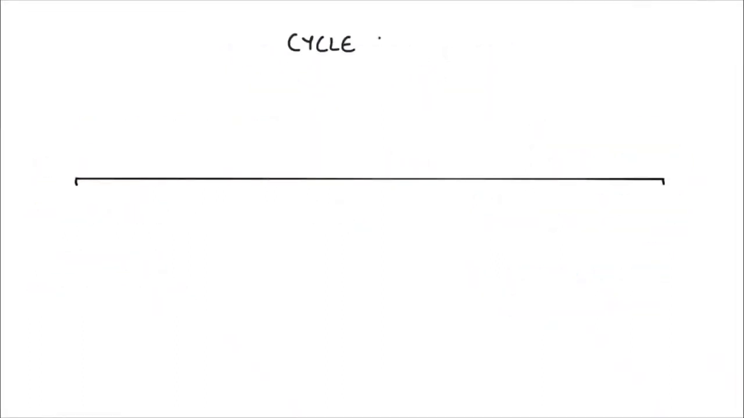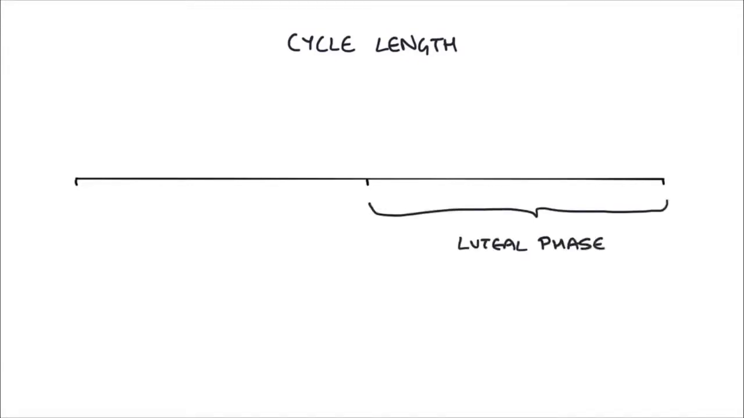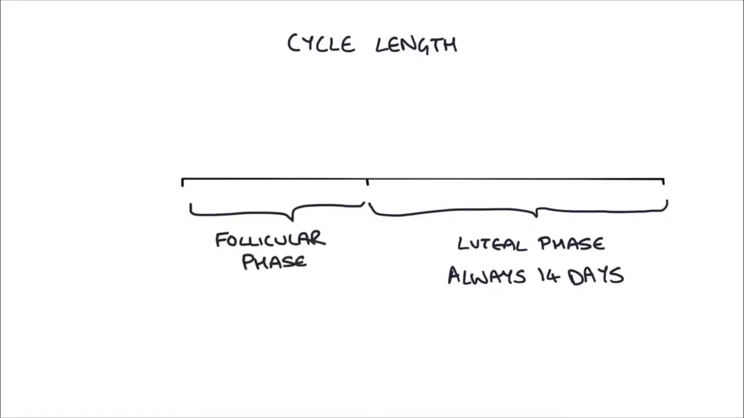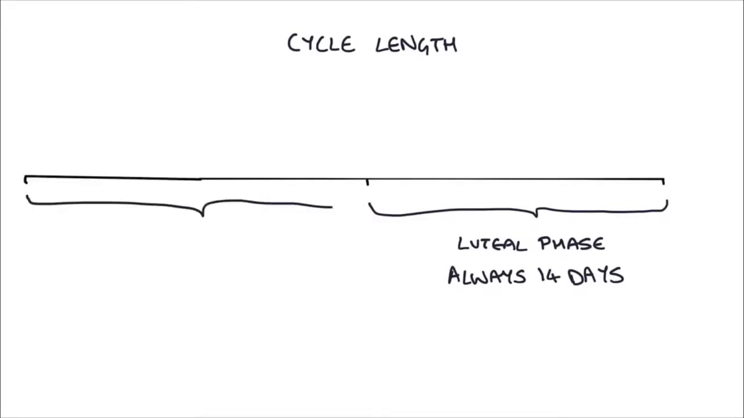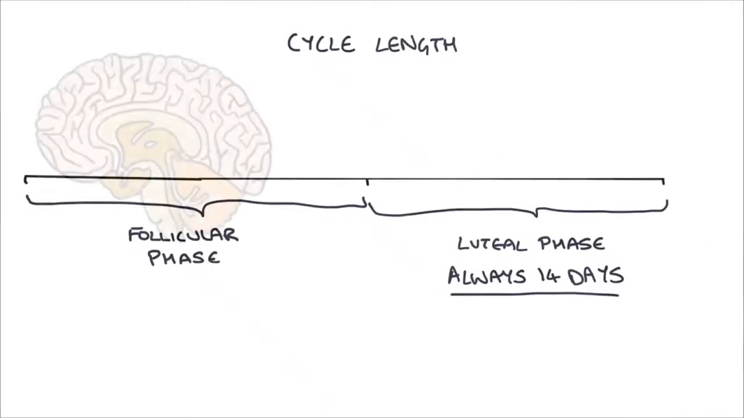In many women the cycle is different lengths, for example 21 days or 35 days, and the luteal phase, or the second phase, is always 14 days long. So when the cycle is shorter, it means the follicular phase is shorter, and when it's longer the follicular phase is longer, and the luteal phase always remains 14 days long.